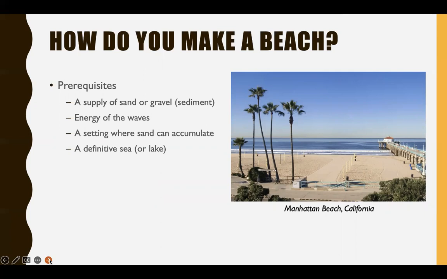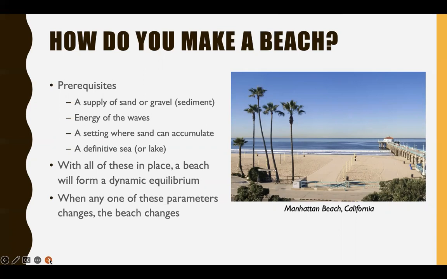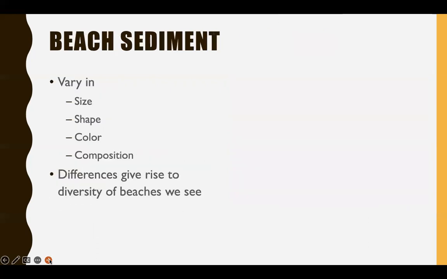And you have to have the sea or even a lake. Lakes help with sand too. With all of those together, you form what's called a dynamic equilibrium. And when any of that changes, the beach changes. So if you have less wave energy or you don't have any sand, that's when your beaches change, which I'm sure you might have noticed, or you're going to notice now with this class, how our beaches are really changing.